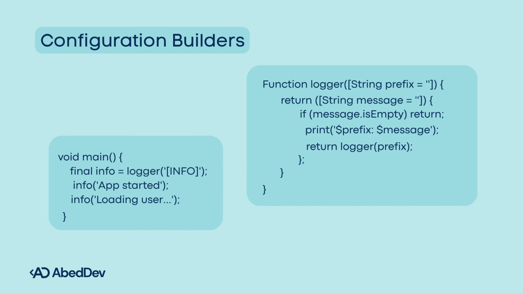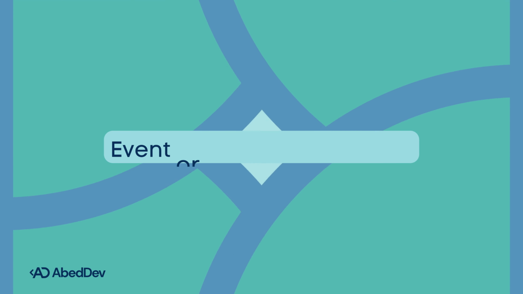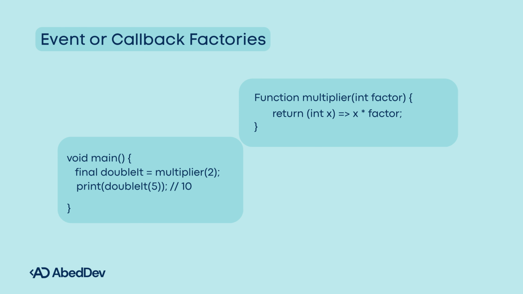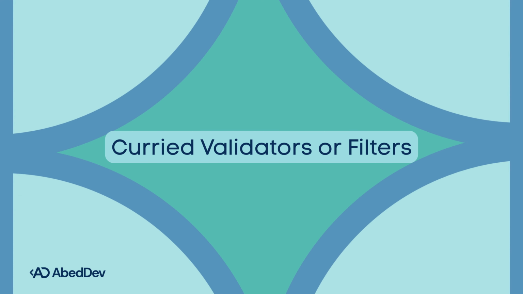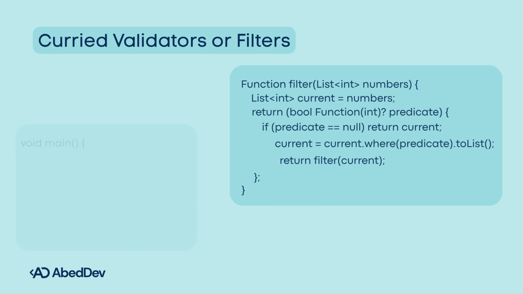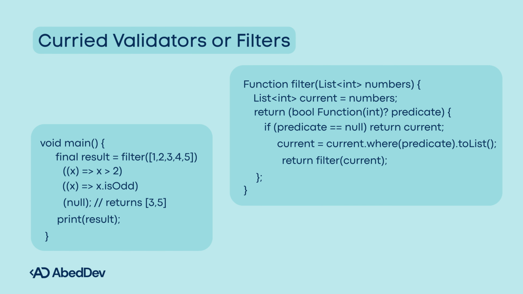You want to build something gradually, like a logger, HTTP client, or a query builder? And what about event or callback factories? A function that returns a pre-configured callback like this. And it actually shows capturing state elegantly instead of passing it around every time. And you can add it to curried validators or filters, chaining criteria until you're ready to run.